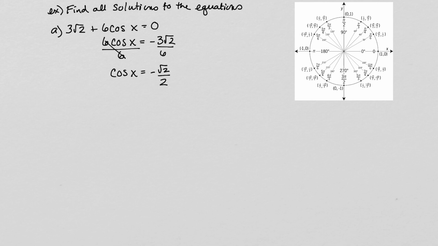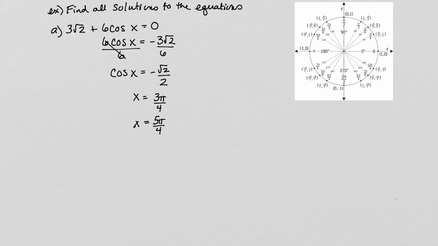Okay, 3 pi over 4, yep. So one of the answers is going to be 3 pi over 4, and where else? 5 pi over 4. Okay, so those are the two off the unit circle. If the problem had said solve this between 0 and 2 pi, I'd be done.